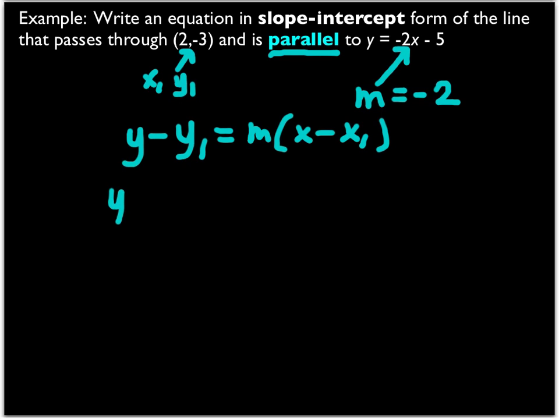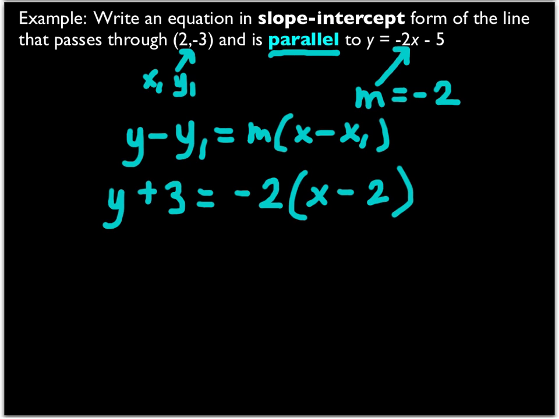So here we go. It's going to be y. My y value is negative 3, so minus a negative is like plus 3. My slope in this case, remember, I want the same slope because we have parallel lines here. So negative 2 and then x minus 2. That's my point slope. Now I just need to fix this up a little bit. Slope-intercept form, remember, is just getting the y by itself essentially. So I'm just going to mess around with this slightly.